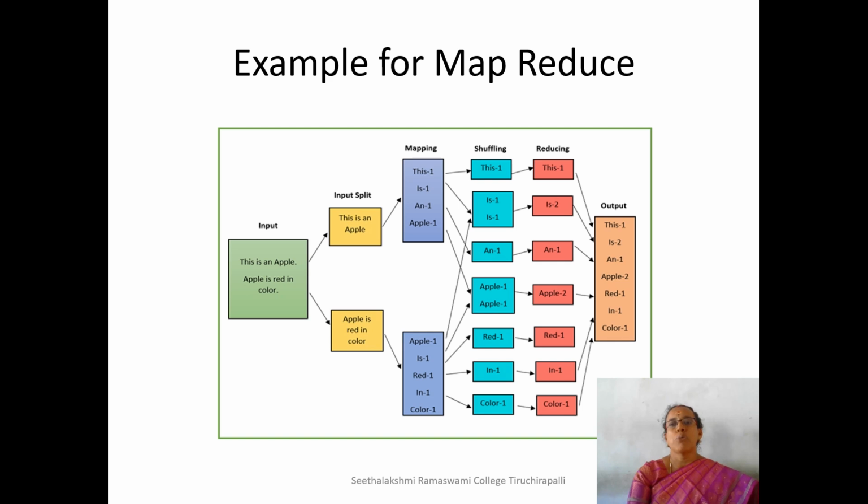We count the number of words: this is repeated once, is is repeated once, an is repeated once, apple is repeated once. In the second set, apple is repeated once, is is repeated once, red is repeated once, in is repeated once, and color is repeated once.